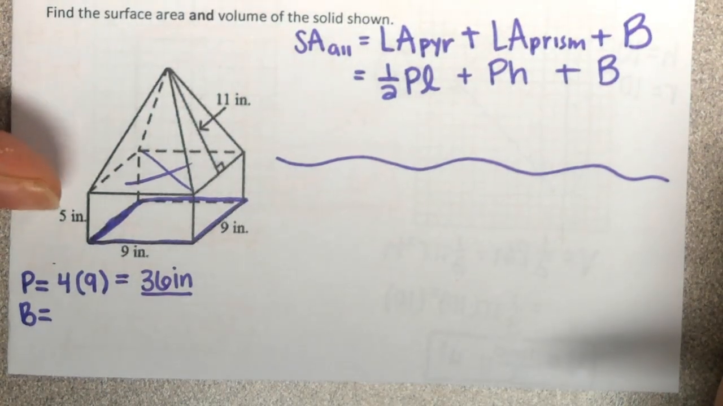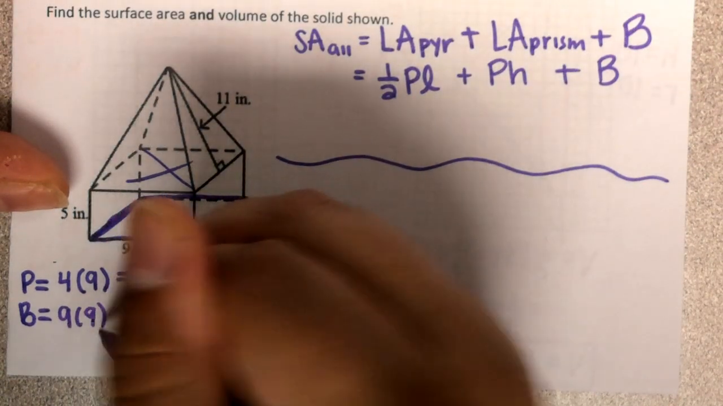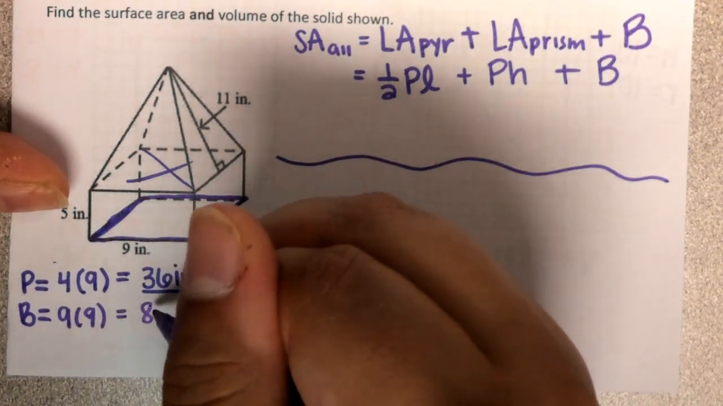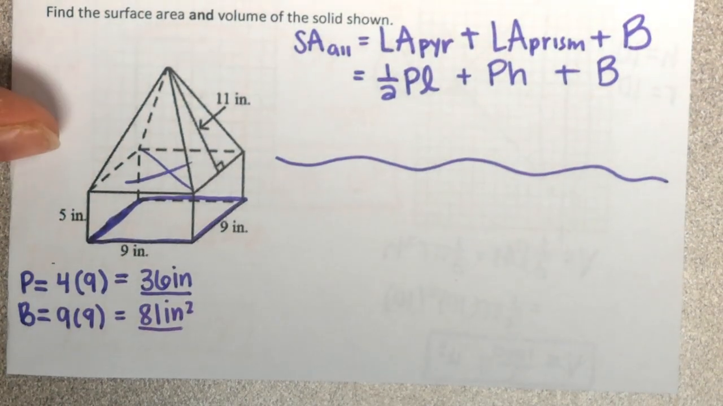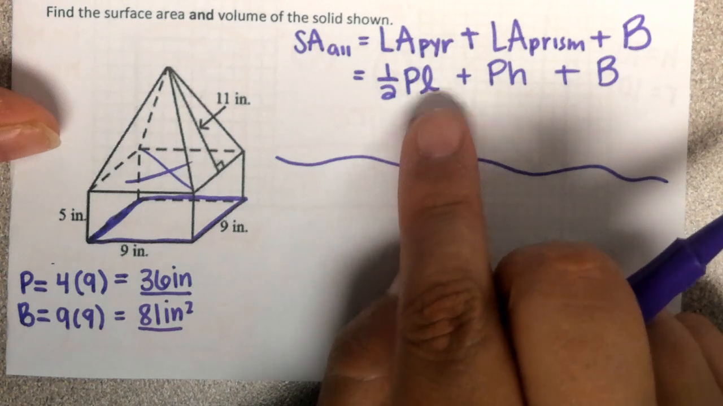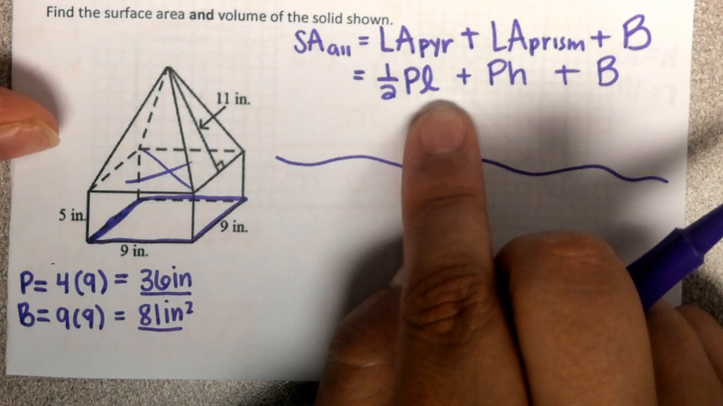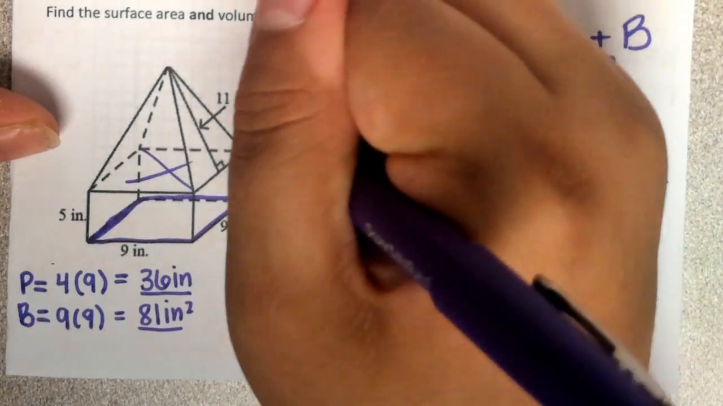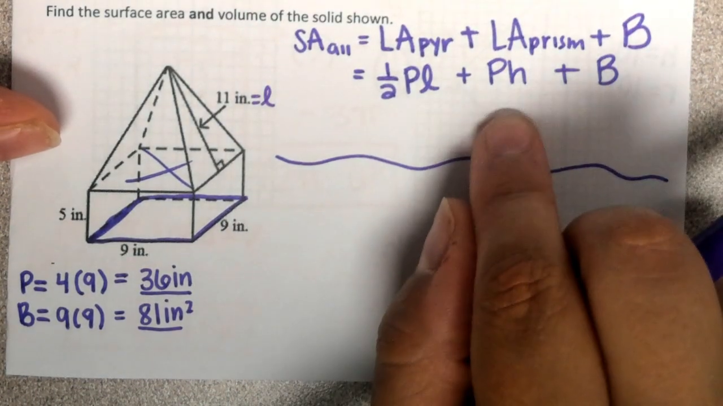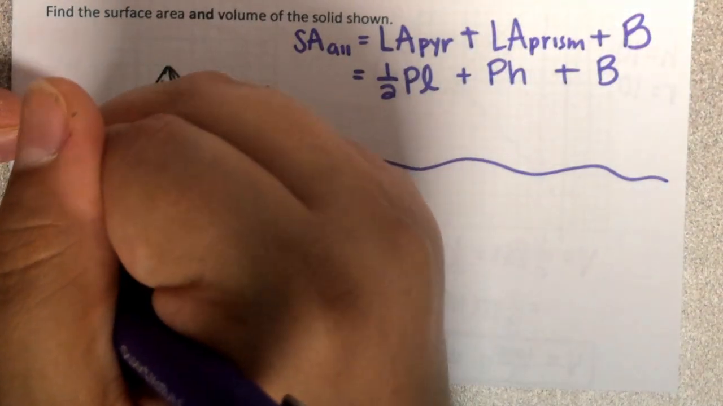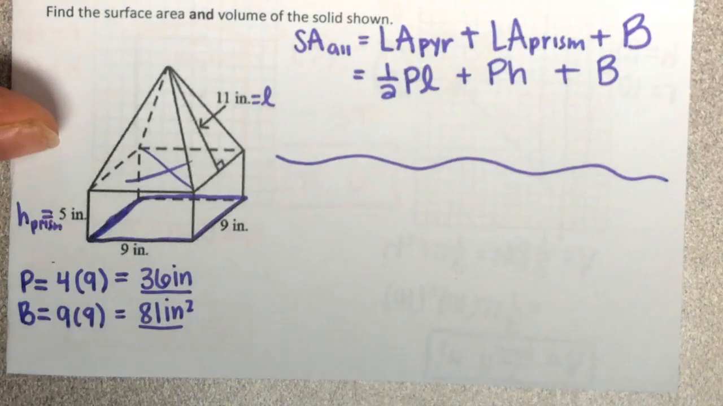How do I find big B? Base times height, which is 9 times 9, which is 81 inches squared. What does L stand for? Slant height. If you were to slide down the pyramid, what is that? 11. And then of the prism, what is H of the prism? Just 5. The height of the prism is 5.